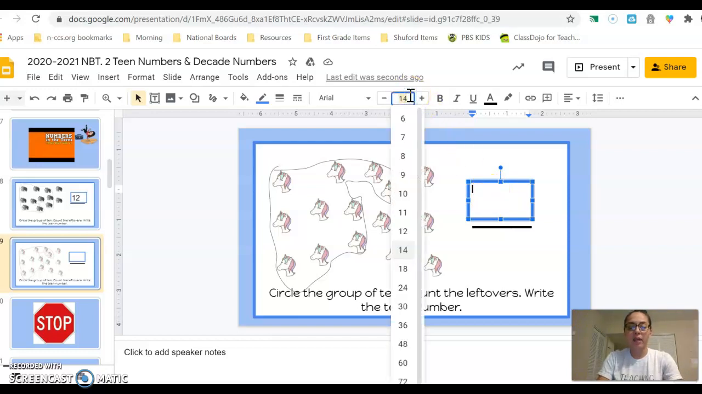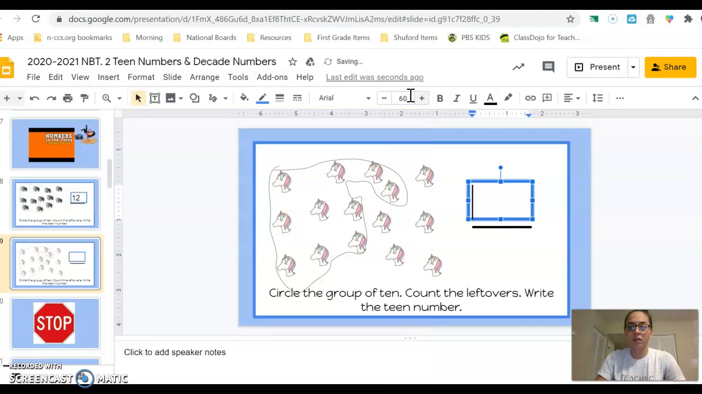So if I write 15, what goes first? 1. Very good. And how many do I have left over? 5. Because I have one group of 10, that's why the 1 goes first. And then I have 5 left over, meaning that the amount of our unicorns would be 15.